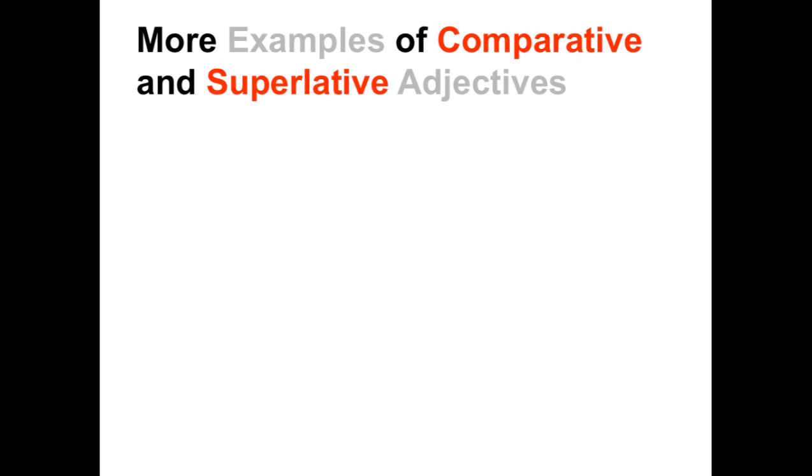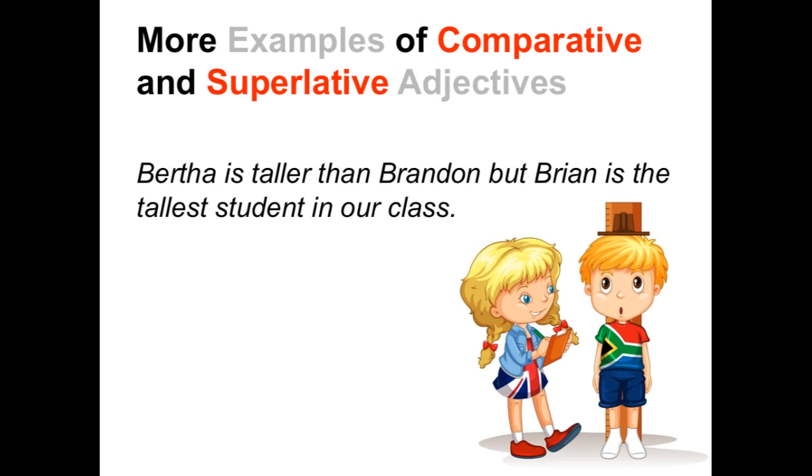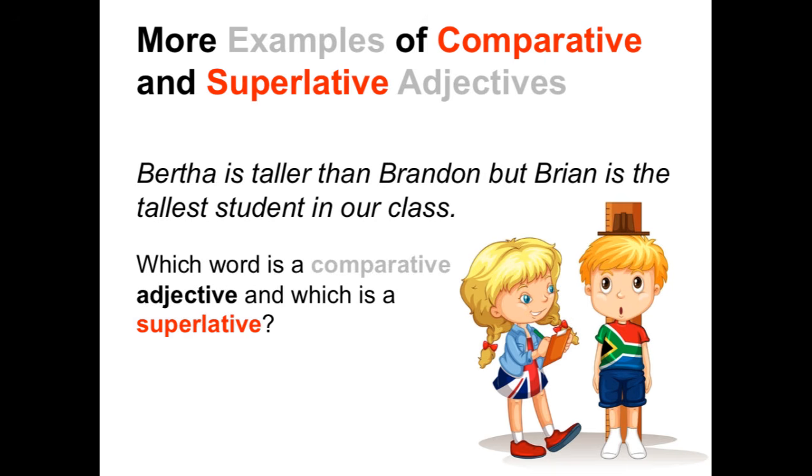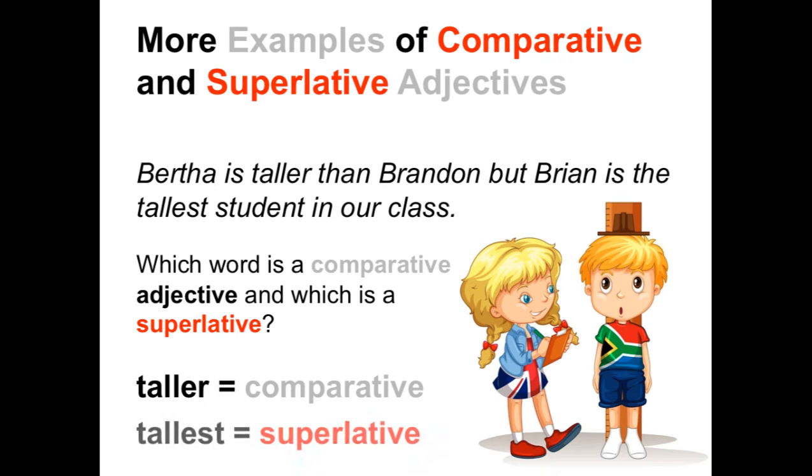Here's one more example of a sentence using comparative and superlative adjectives. Bertha is taller than Brandon, but Brian is the tallest student in our class. Which word is a comparative adjective in this sentence, and which is a superlative? The word taller is a comparative adjective. It is comparing Bertha and Brandon's height. The word tallest is a superlative adjective. It is comparing Brian's height to both Bertha and Brandon's and expressing that Brian's height is greater than all other students in that class.